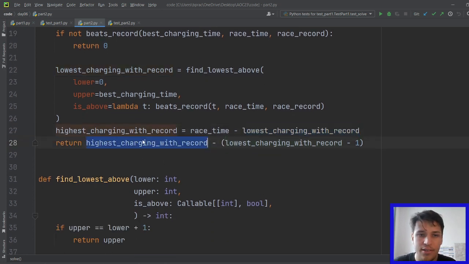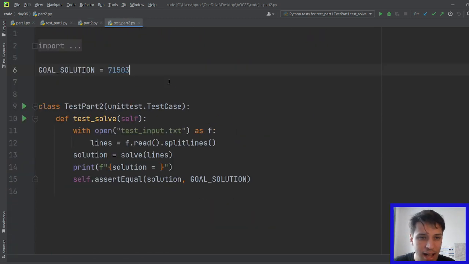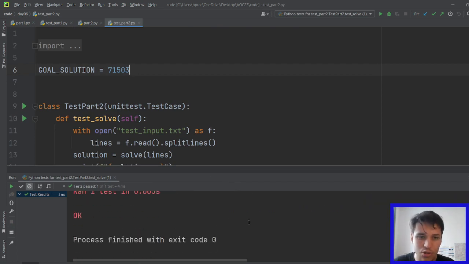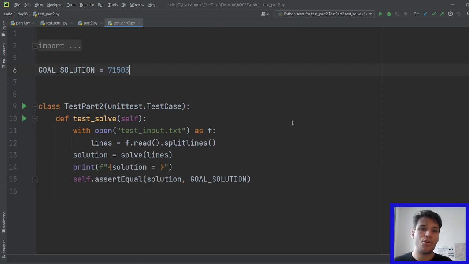So we know that first we consider all the values from 1 up to the highest charging time with the record, but then we need to subtract all the values which are below, and this amount will be the lowest charging time minus 1. So this term will give us the number of possible ways of charging in order to beat the record. And we should run a little test to check whether that actually worked out. So it looks good. Our program works on the test input, so we can also run it on the real input. And it also turns out it gives us the right solution.